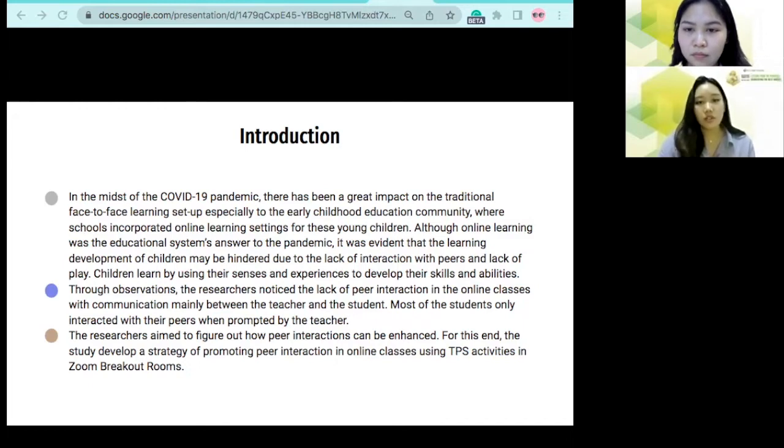Most of the students only interacted with their peers when prompted by the teacher. This would usually happen during attendance, when the teacher shows a name tag of the student and asks who owns this name tag or who is still missing. This was the only time researchers saw students interacting or acknowledging their peers inside the online classroom. The researchers believe that providing opportunities for peer interaction inside an online classroom allowed the students to connect, relate, and understand what they were learning through and with their peers.